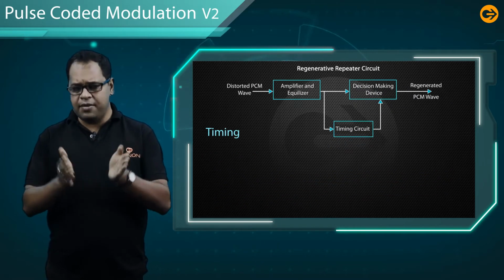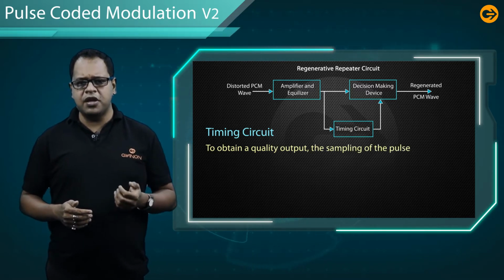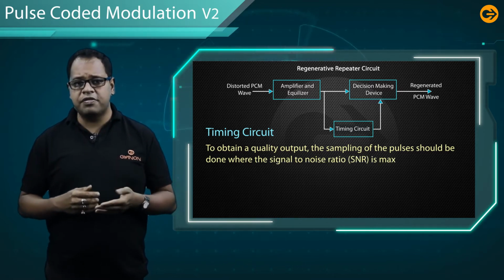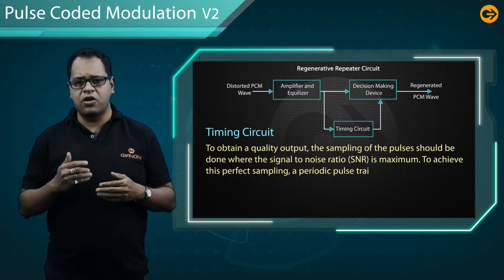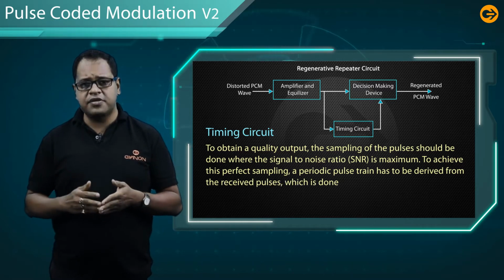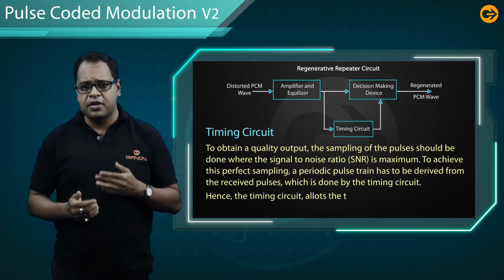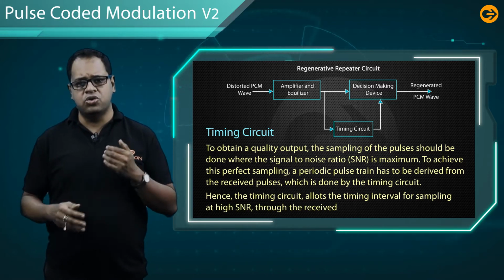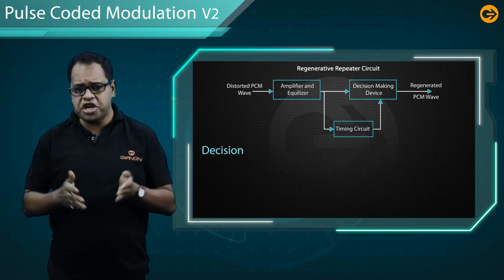Then the next block is the timing circuit. To obtain a quality output, the sampling of the pulses should be done where the signal to noise ratio, that means SNR, is maximum. To achieve this perfect sampling, a periodic pulse train has to be derived from the received pulses, which is done by this timing circuit. Hence, the timing circuit allots the timing interval for sampling at high signal to noise ratio, or SNR, through the received pulses. The last block is the decision device.